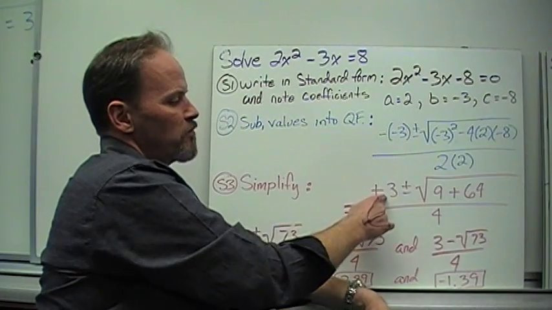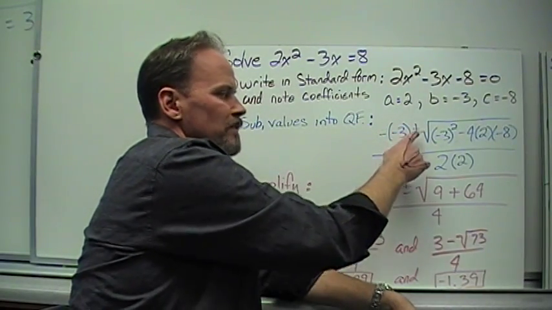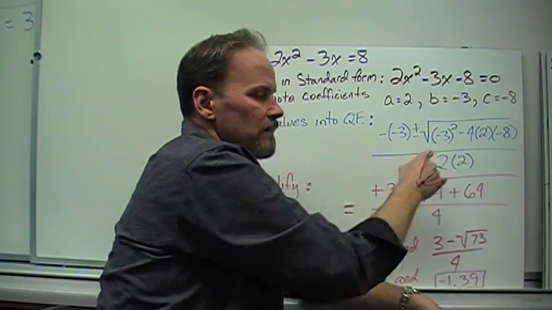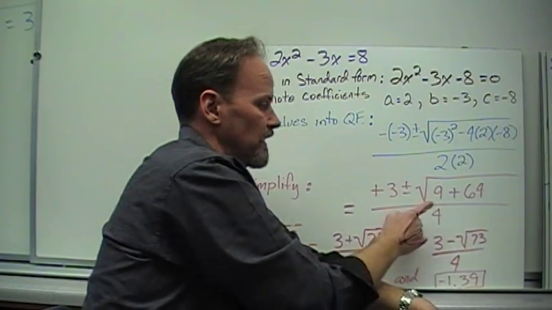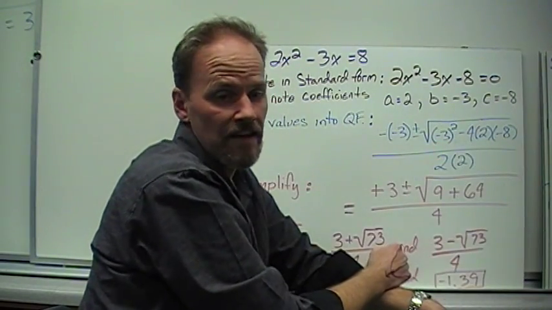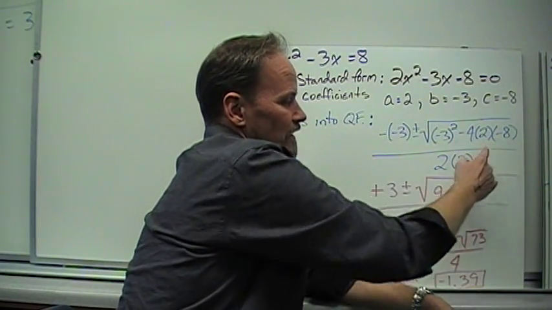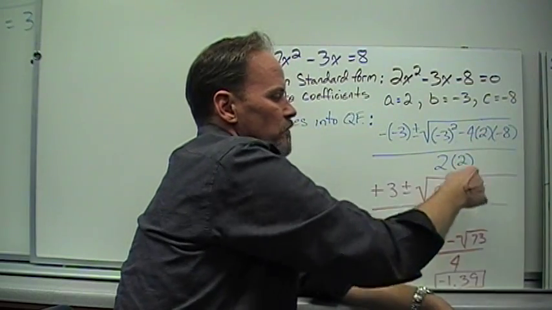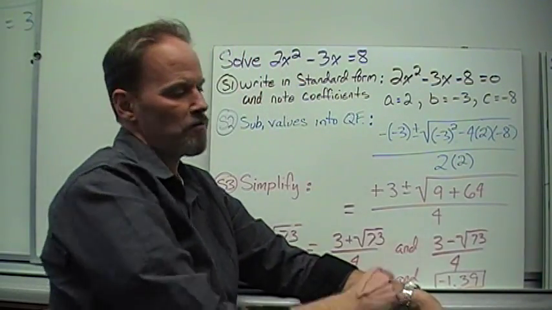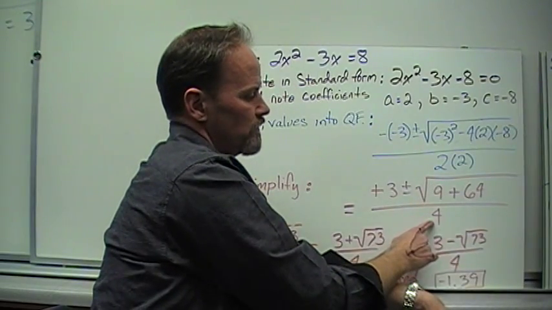Negative times a negative is a positive. Positive, or plus or minus, square root, and -3 squared. That's 9. A -4 times 2 is a -8, and negative times negative is positive, so we have a +64 here. Divided everything by 2 times 2, which is 4.